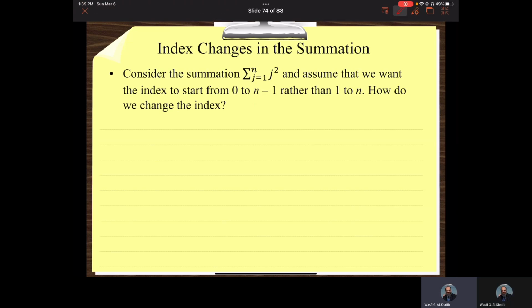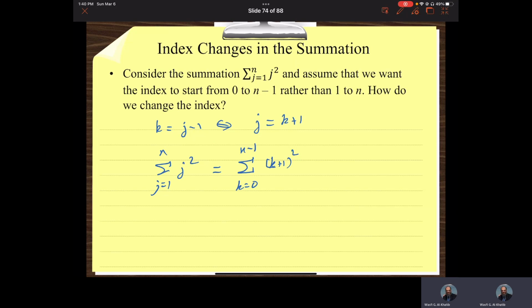Exactly. So in this case, k is equal to j minus 1. When j is equal to 1, k is equal to 0. When j is equal to 2, then k is equal to 1. When j is equal to n, k is equal to n minus 1. Now you wrote k equal j minus 1. Now what you need to do is write j in terms of k. So this is equivalent to saying j is equal to k plus 1. So sigma j square from j equal 1 to n is equal to sigma, now instead of j, I'm going to use k plus 1 whole square, from k equal 0 to n minus 1.